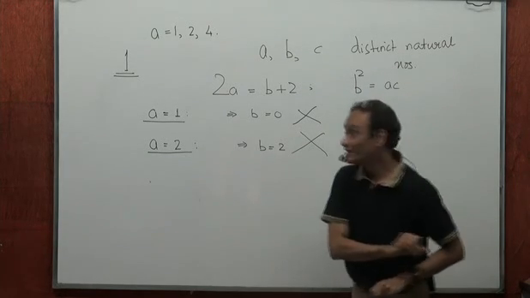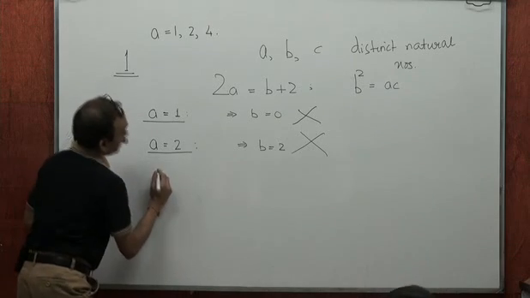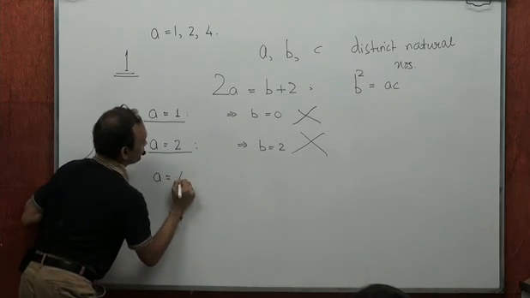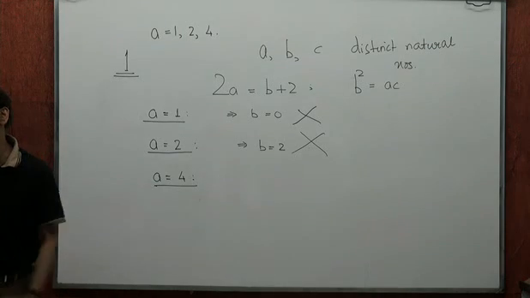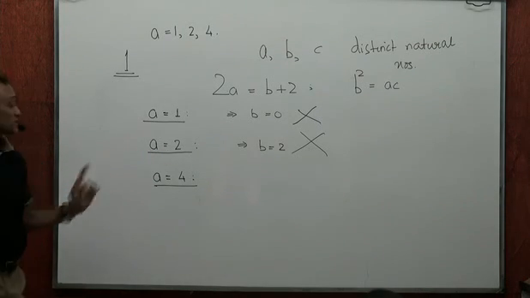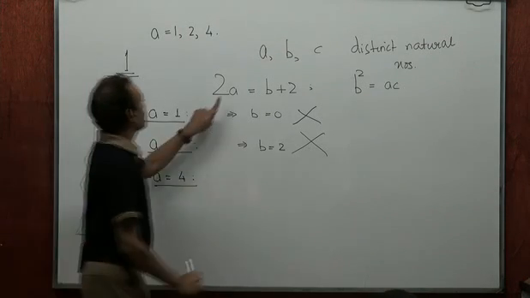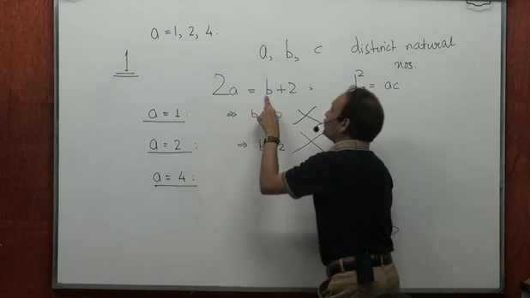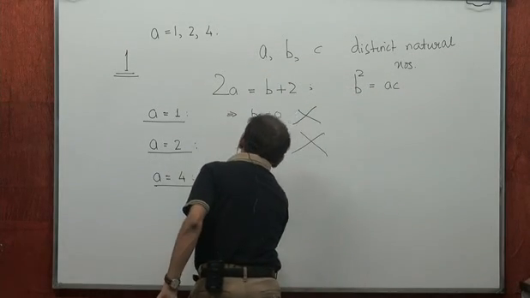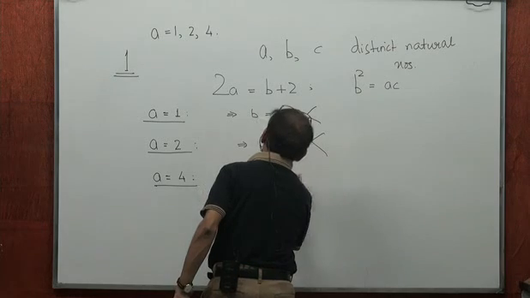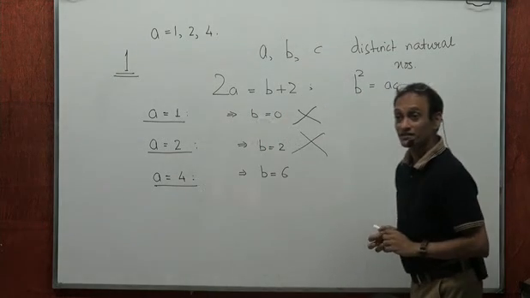Sounds fair? And therefore, if A equal to 4 also does not fit the conditions, then there are no values of A, B, C commensurate with the requirements. If I put A equal to 4, so 8 equals B plus 2, B equals 6. Good. For the first time, I am beginning to see light at the end of the tunnel, B equal to 6. Right?